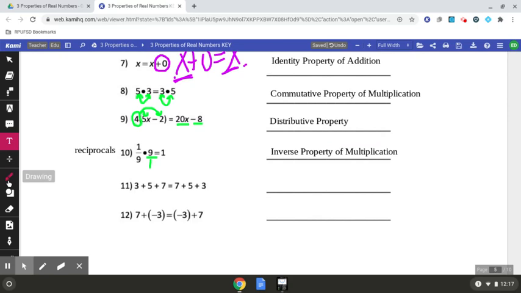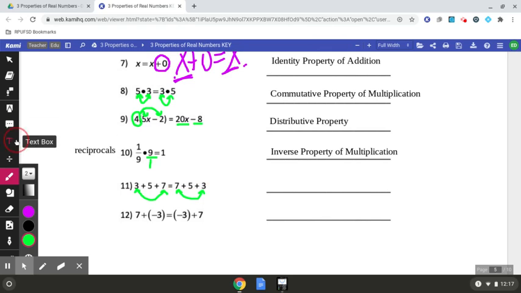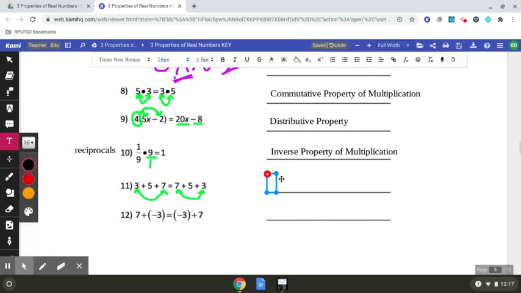Okay, so number 11, when we look at this one, we have 3 plus 5 plus 7 is equal to 7 plus 5 plus 3. So my 5 is still in the middle, right? So what really happened was we changed the position of the 7 and the 3. Again, I used the word from the definition. I changed the position or the order. So that's the commutative property, and it's of addition because we have addition in the middle of all 3 terms.